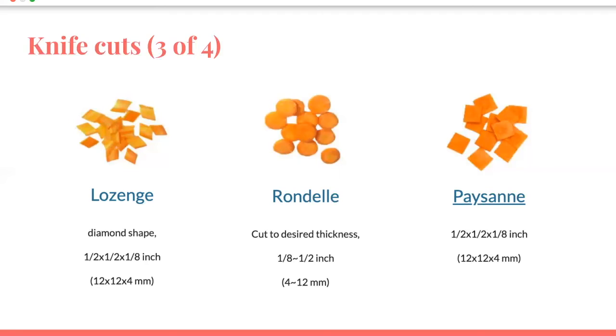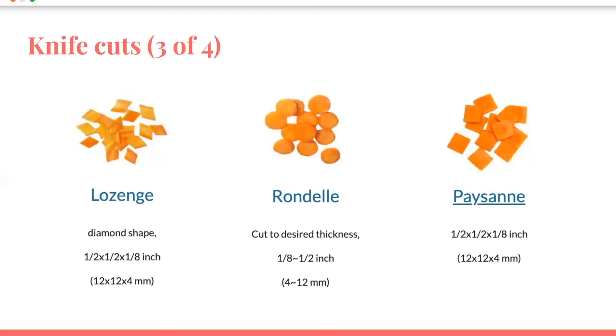The next cut is roundel. Roundel cuts are also known as rounds. This straightforward knife cut yields pretty round vegetable slices that can be steamed, sauteed, roasted, or eaten raw.